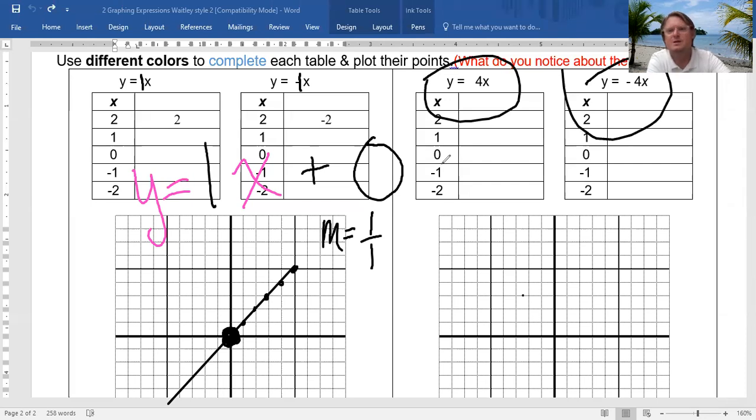All right, I'm going to graph this one. This one is y equals -4x. So the slope is -4 over 1, and the intercept is at 0. So I'll put the point here.